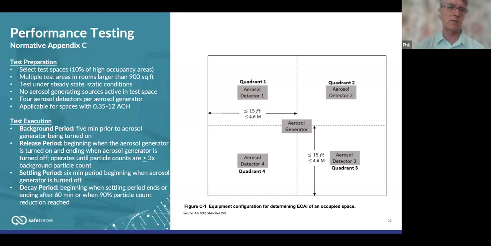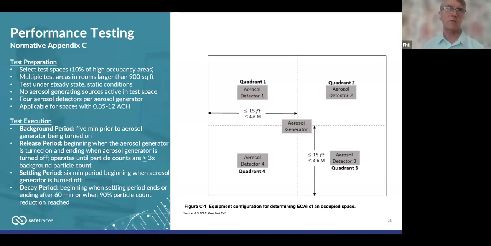If the rooms are larger than 900 square feet, you perform multiple tests in the room. So this quadrant-based system, you just block them next to each other until you cover the area of the room. You have to test it under steady state static conditions.